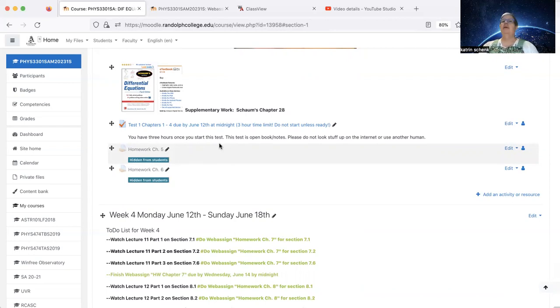Now, this is open book, open notes, but don't look stuff up on the internet or use another human. Now, of course, if your book is an ebook, you can look at the book, right, on the internet, but don't go looking up the question or use another human. Okay, those are the rules.